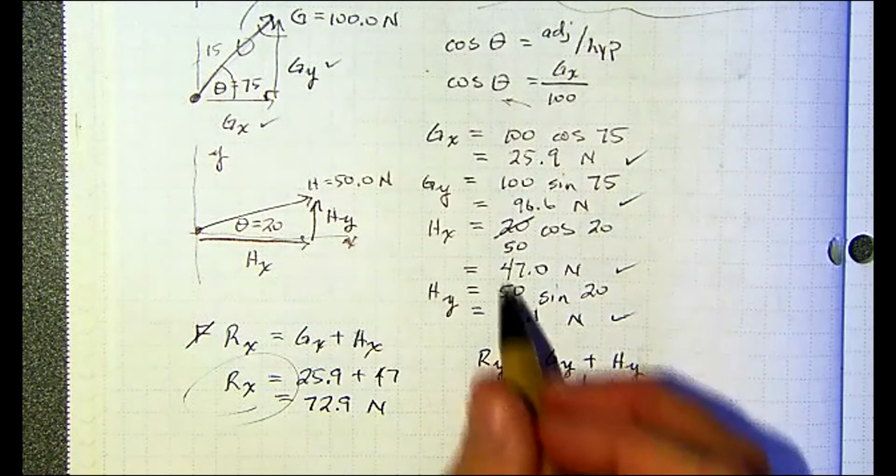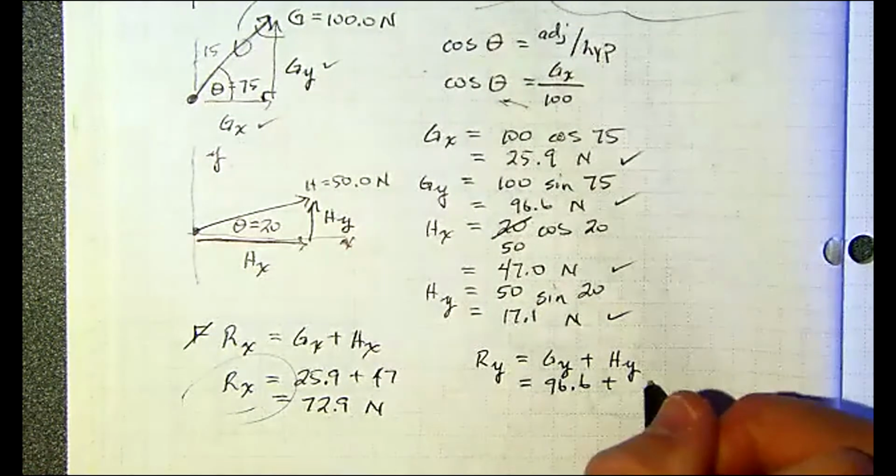So 90, I got lost. G sub y is 96.6. H sub y is 17.1.